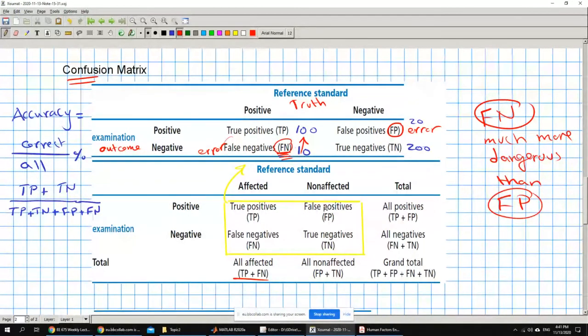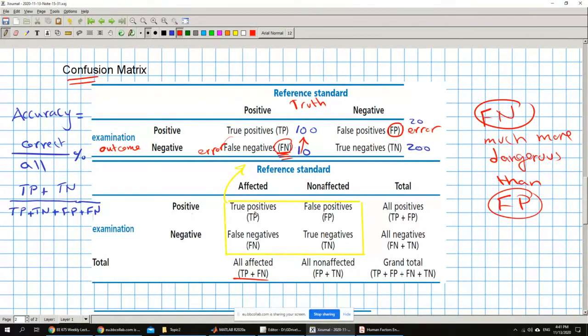On the other hand, if you sum these two, this is the true negative. They are definitely negative. They are not affected. The false positive are negatives that you diagnose as positive, but they are still negative. They are in fact negative. So the summation of these two is all non-affected.